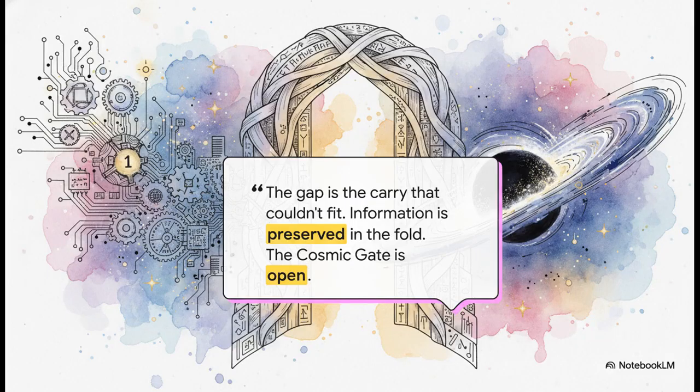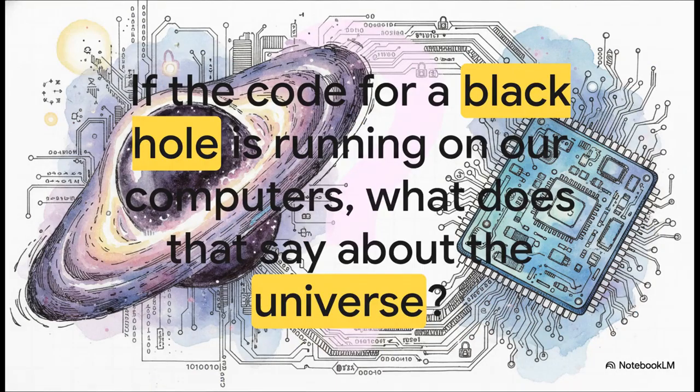So, what does this really mean? It suggests that the information that seems to be lost in both systems, whether it's the carry the one in a computer chip or information falling past an event horizon, isn't actually destroyed, it's just preserved in the geometry, in the fold of the system itself. The cosmic gate, as this quote says, is open. And that leaves us with a final, absolutely profound question to chew on. If the code that defines one of the most mysterious and powerful objects in the cosmos is quantifiably mirrored in a machine we built, what does that really tell us about the fundamental nature of our universe? Is it all just computation?